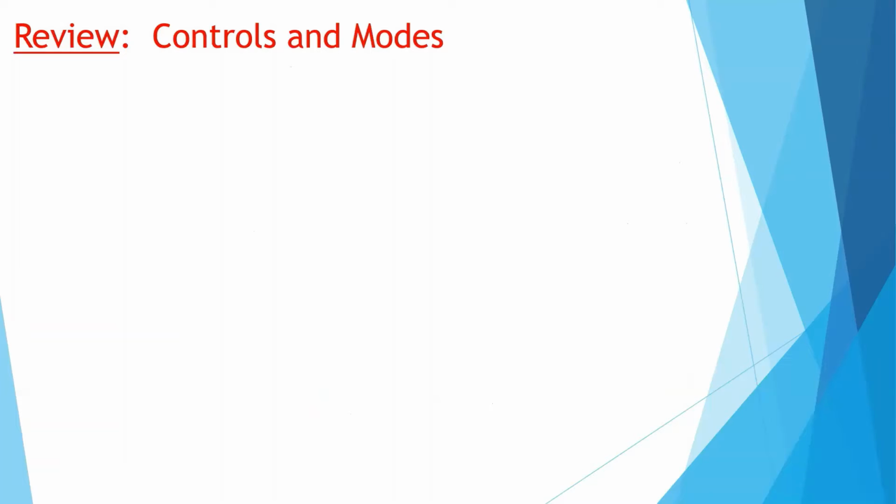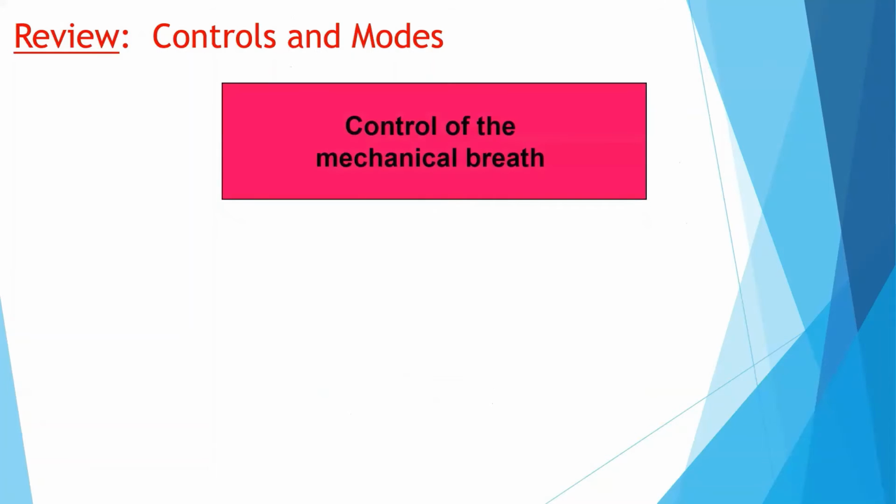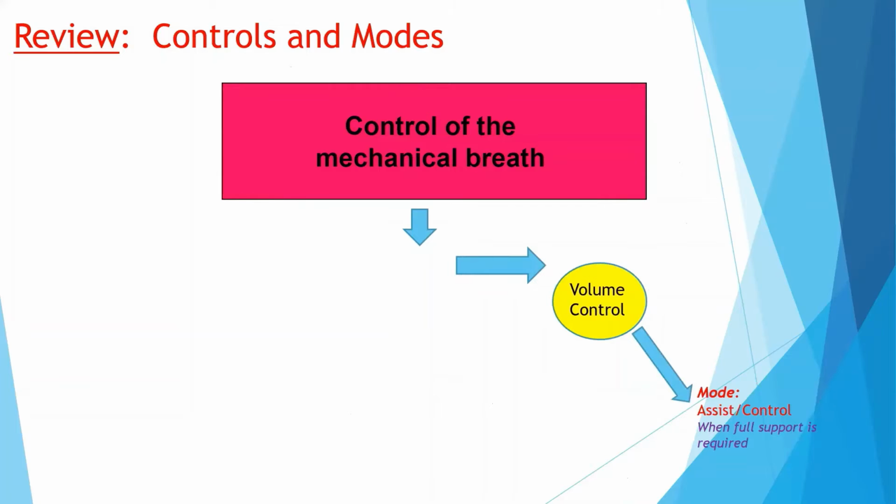Review controls and modes. There are two basic approaches to the control of the mechanical breath. One is called volume control, and in volume control, there really is only one mode, called assist control, volume control. This is used when full support is required.